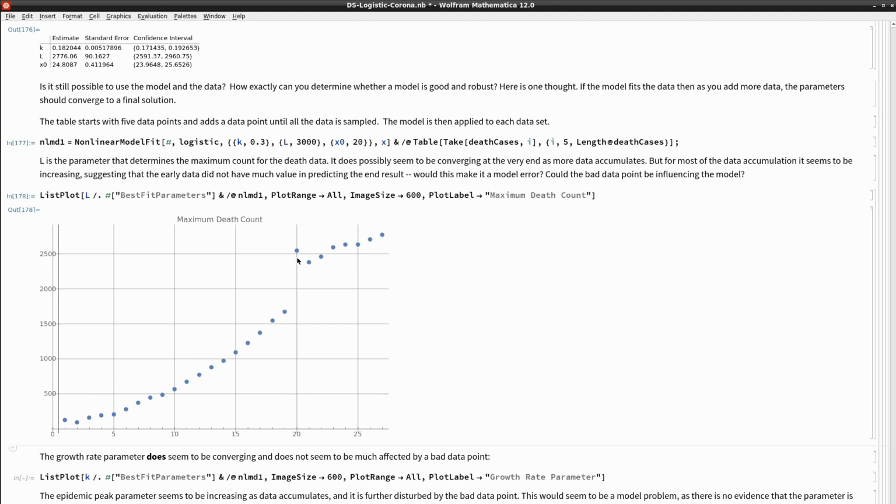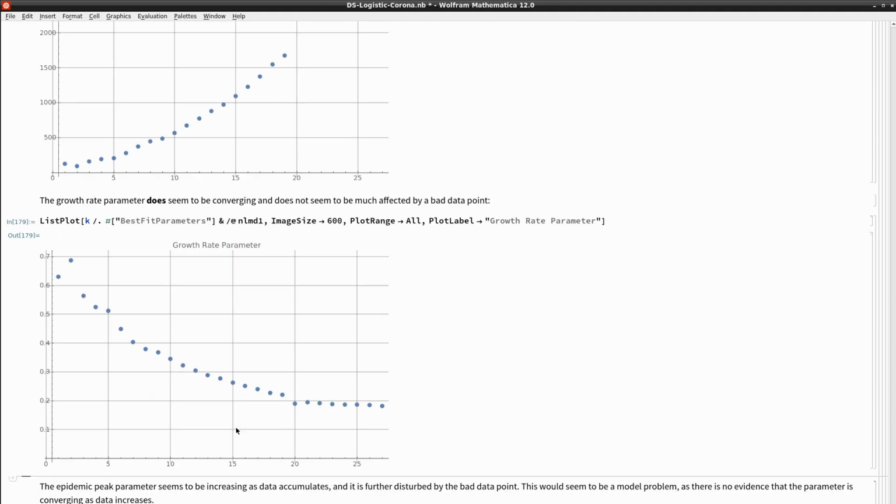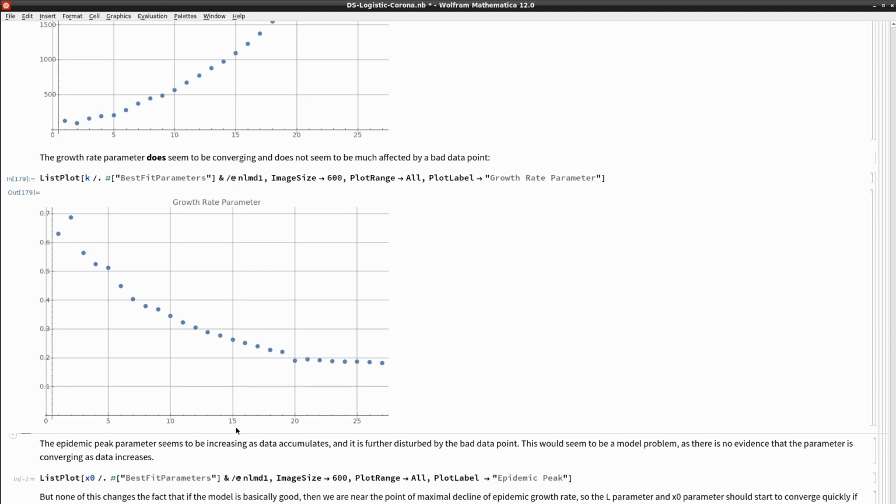We have this point here, this one higher point, and what follows also seems to be a little bit elevated. Everything that follows seems to be a little bit higher. So this is definitely not good and is something that should be improved when these statistics are taken in future cases. The growth rate parameter does seem to be converging and does not seem to be much affected by the bad data point. So when we look at this, we see a little bit of a convergence process going on here. So I think the growth rate parameter is something that we can trust.